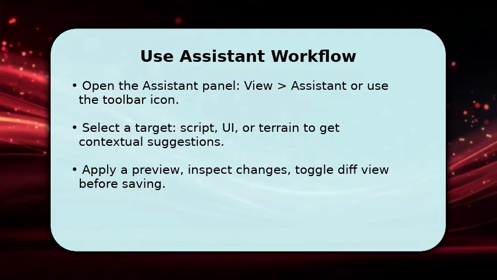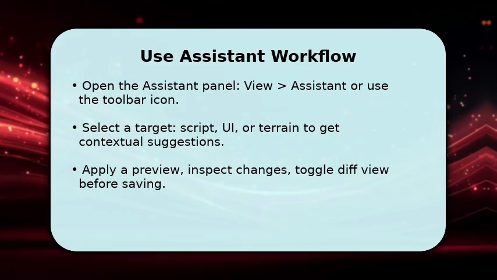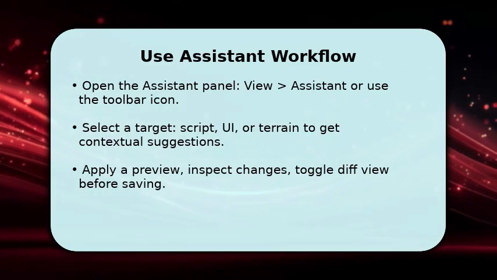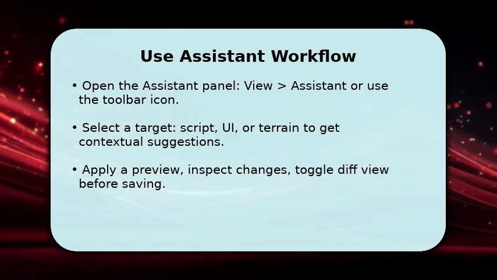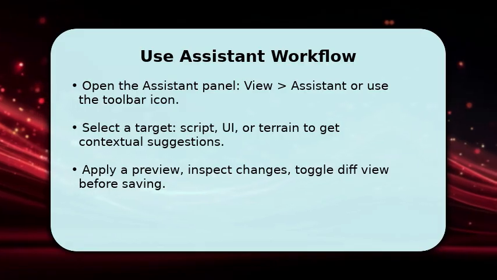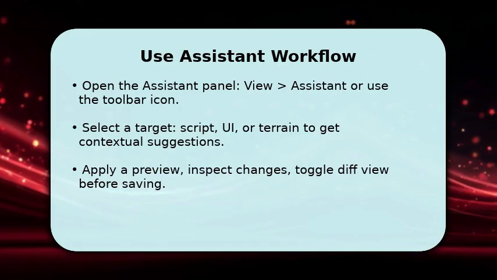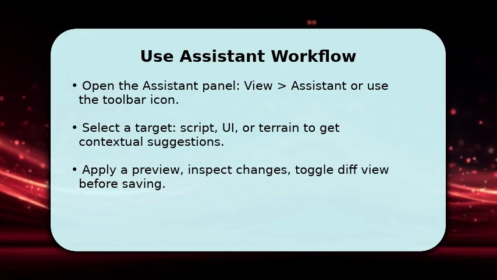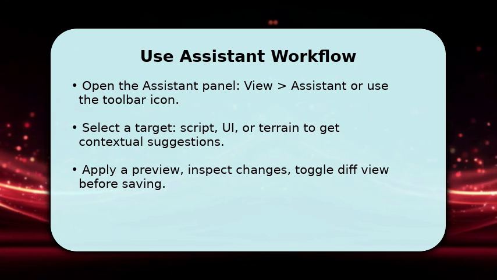Open the assistant panel from View, pick the target, script, GUI, or terrain, and type a prompt describing the change you want. The assistant returns one or more previews. Inspect the visual diffs inline so you can compare original versus suggested changes. Once you accept a preview, the assistant stages the edits rather than immediately committing, so you can test in play mode. This safeguards workflow and makes iteration predictable and reversible.